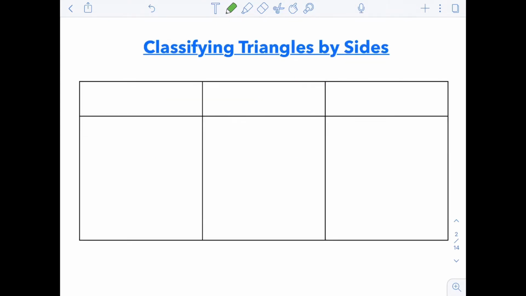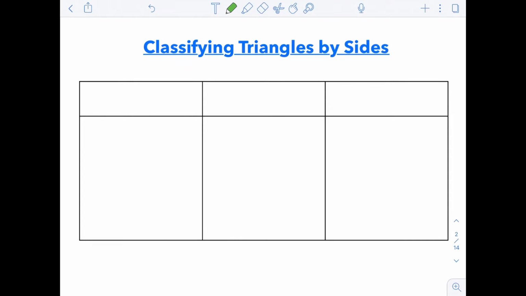If you don't remember, a triangle is a polygon with three sides. Triangles can be classified in two ways: by their angles or by their sides. First we're going to start off with classifying triangles by their sides, and they can be classified according to the number of congruent sides they have.